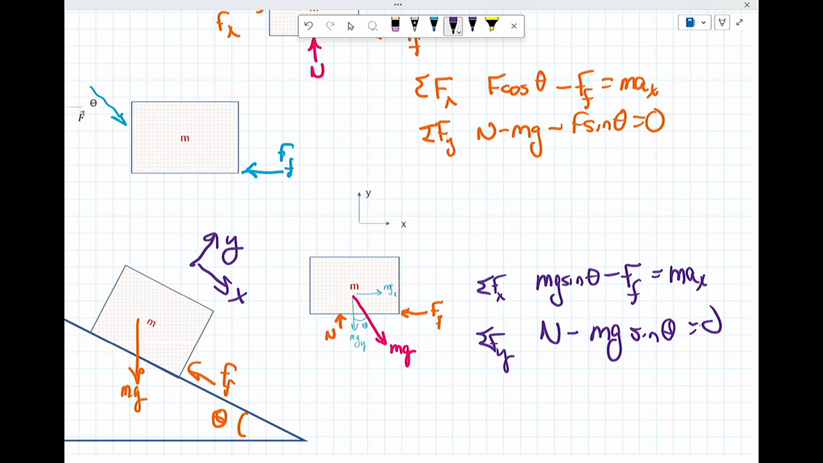Shouldn't it be close to one also? Which one? Yeah, it should be close for this one.